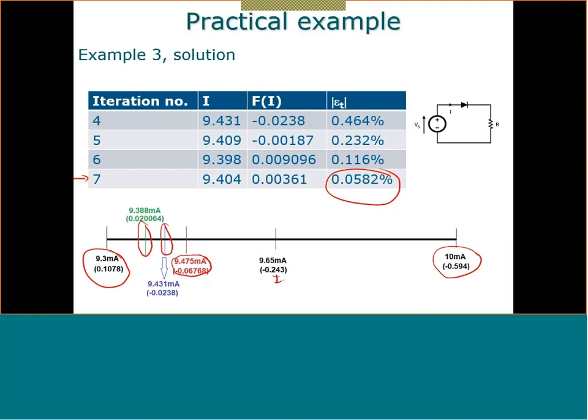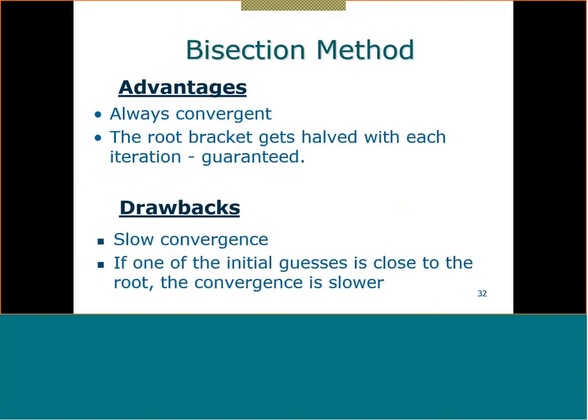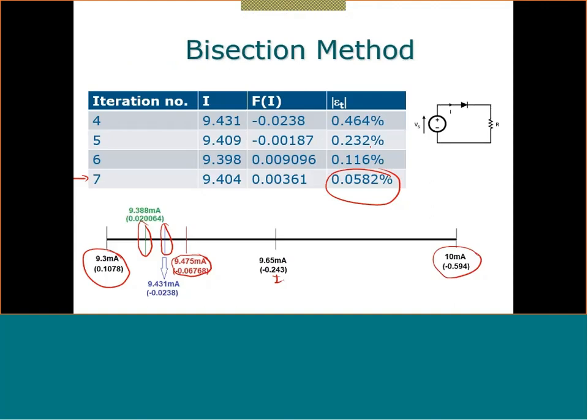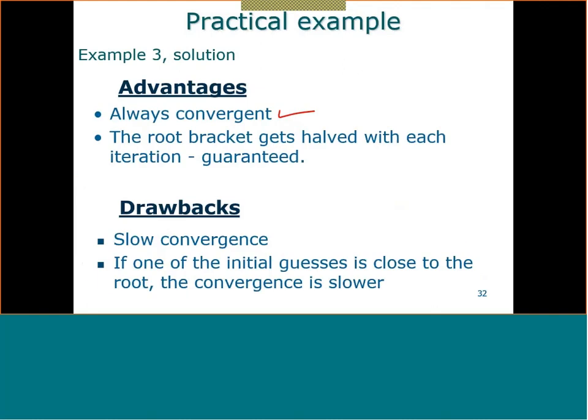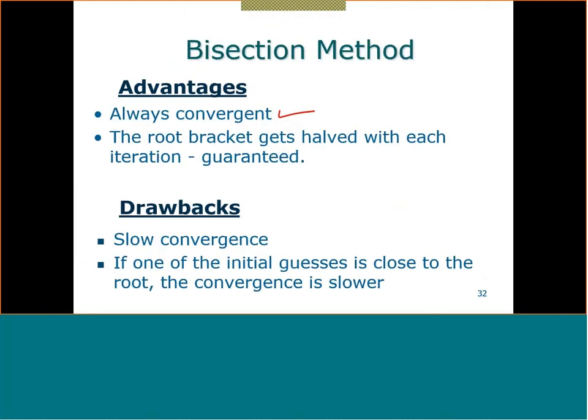Okay, so as you can see here, this method is very straightforward. Mathematically it is very easy to implement. It's very easy to program. It's always converging, and the root bracket gets halved each time. So you'll find that even your error is almost halved every time. You see here 0.46, 0.23, almost halved because you are always bisecting the answer. Now, what are the drawbacks?